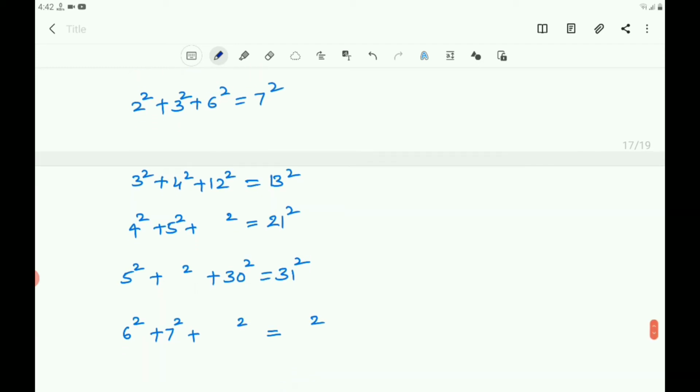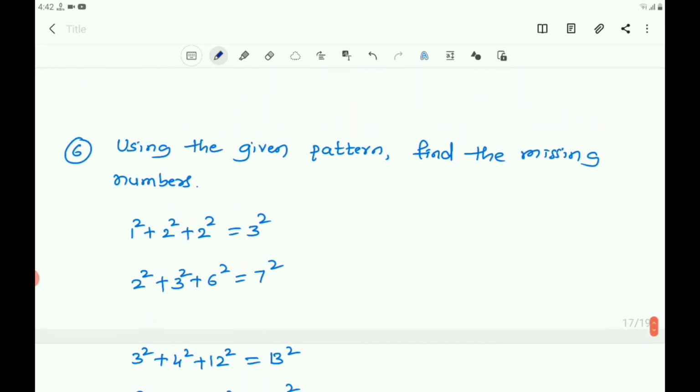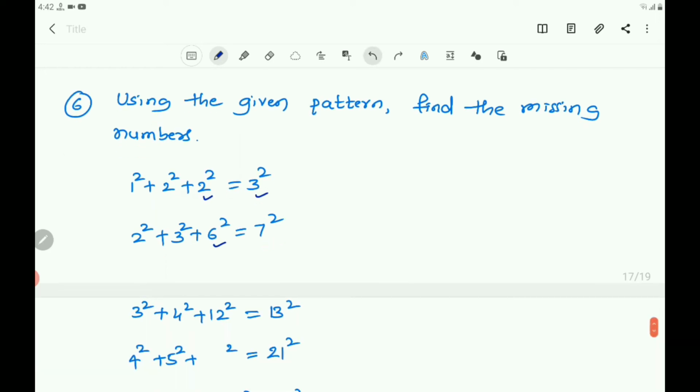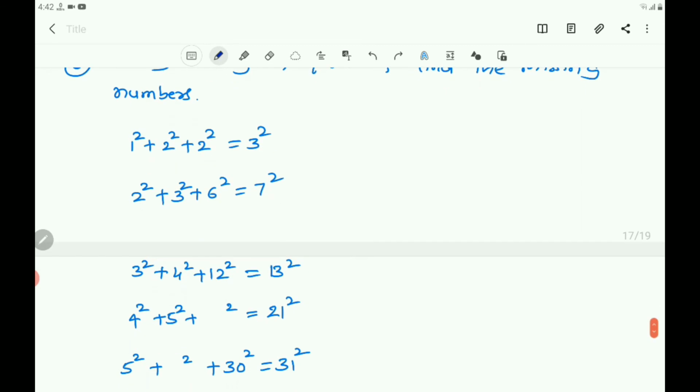The next one is 6 square plus 7 square plus a missing square equals a missing square. See the relation here. Here it is 2, the next number will be there. Here it is 6, next number will be there. And also here it is 12, the next number 13 is there. So here 21 is there, means its previous number, 20 will come here.